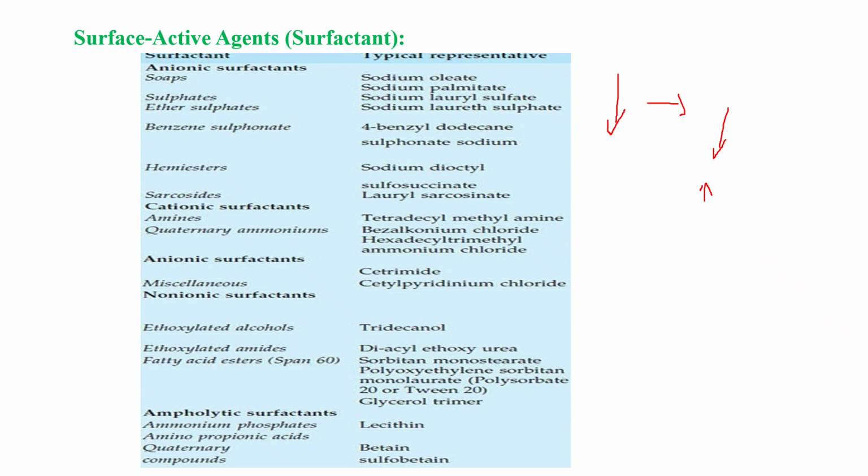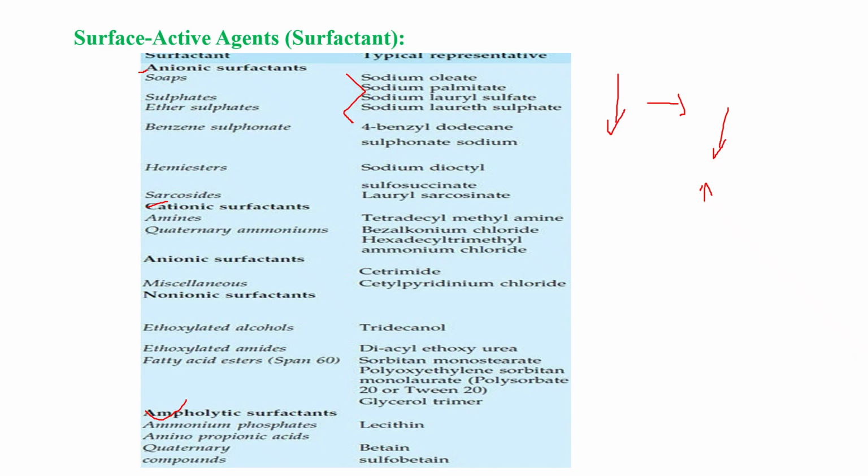So what are the different surface active agents? Actually, I took this one from Lieberman Lachman. So try to remember a few. There are different types of surface active agents: anionic, cationic, as well as ampholytic. Whenever you see sodium or potassium like this, those are nothing but anionic surface active agents.